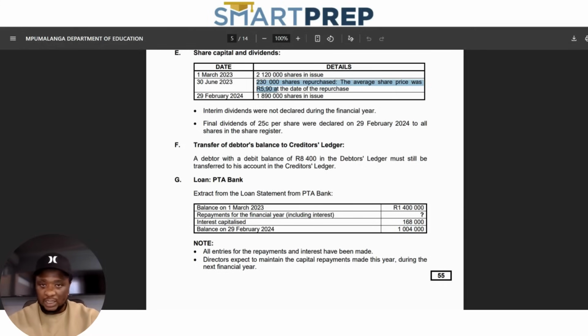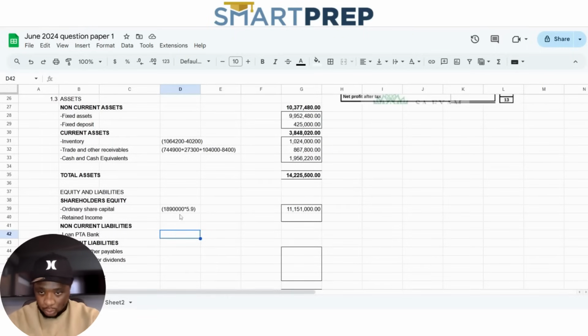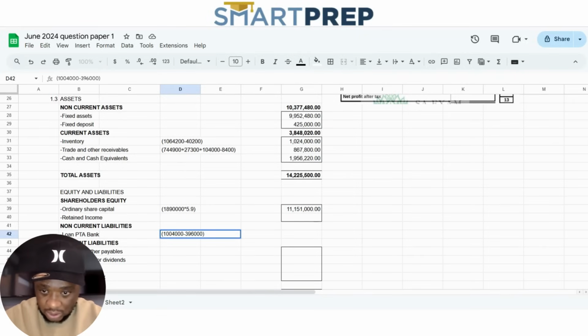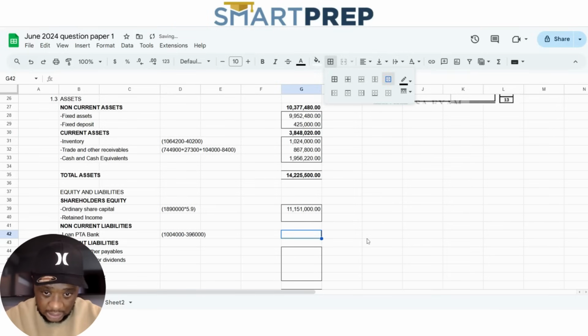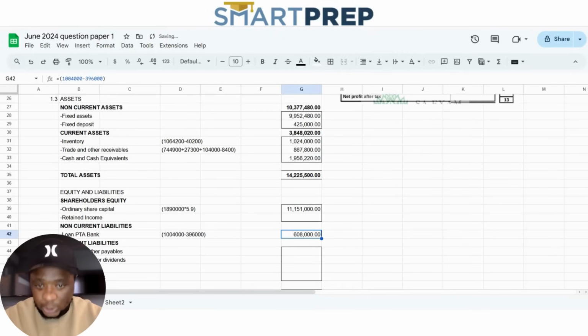And then we're going to go like this. We're going to say loan PTA Bank. So we're going to say 1,004,000, and then we're going to say minus 396,000. And then let me make the box here so that we can get our total. So we get 608,000. And so that would be the non-current liabilities.